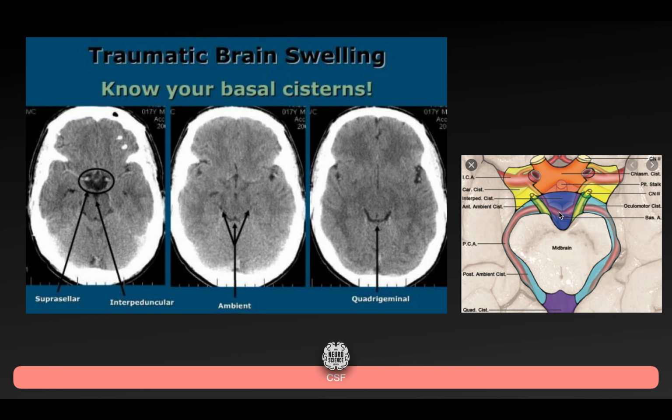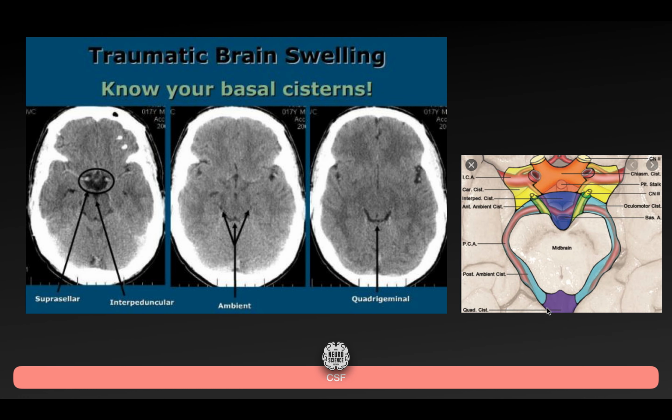Here is the posterior cerebral artery. Here is the oculomotor nerve. So remember, PCOM aneurysms knock out cranial nerve 3. Remember that. Here's your optic chiasm, optic nerve, optic tract. So a few systems to remember.